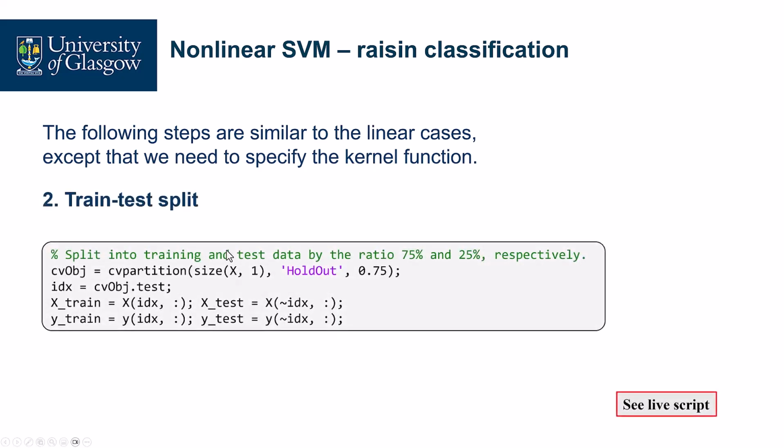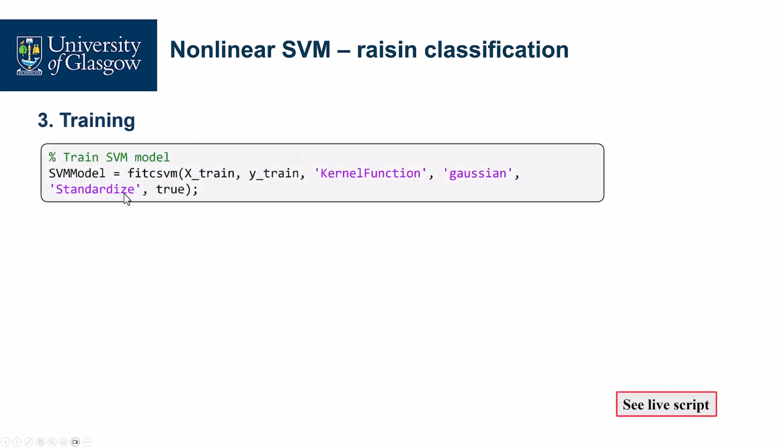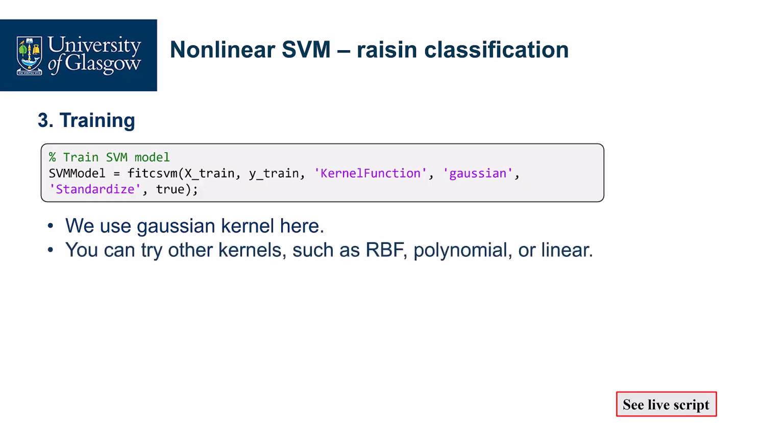Okay, so first step, let's split the training data and test data. Right, so we can see using CV partition, we get the training set and the test set. Then we will use the training set to train the nonlinear SVM, and then we use the test set to test its performance. Right, so now we do the training. We can see the function is here, similar as before, except here we use a Gaussian kernel as the kernel function, right? The reason is that we don't know any information about this data set, so we first try the Gaussian one. But clearly you can try others, for example, the RBF, the polynomial, or linear.